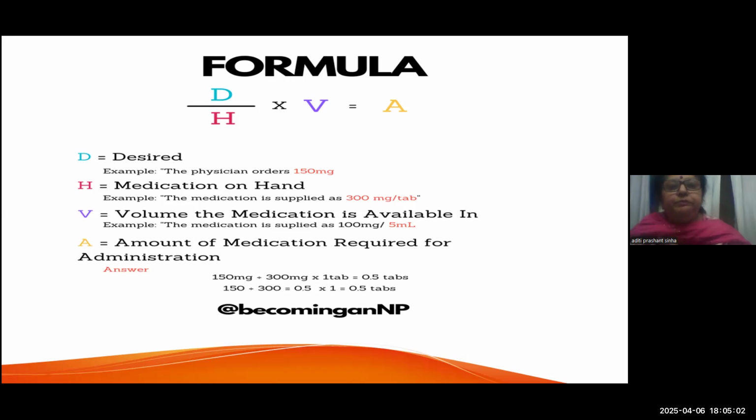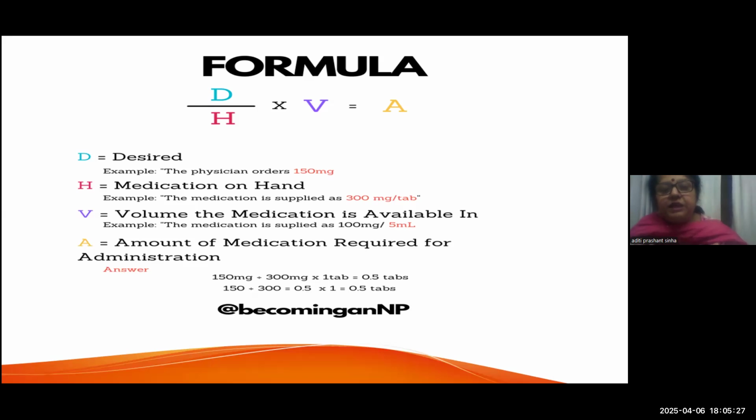That's an example. V is the volume of the medication which is available. So volume is whether it is available in a tablet form, solid, or in liquid form. Whatever it is, we have to add that quantity or volume, and whatever comes, A is the amount of medication which is required for the administration.